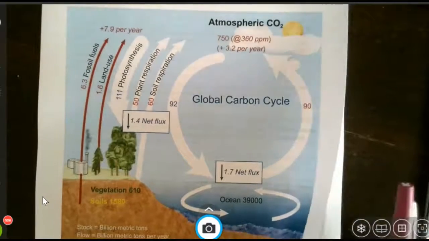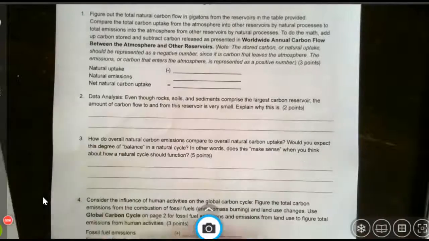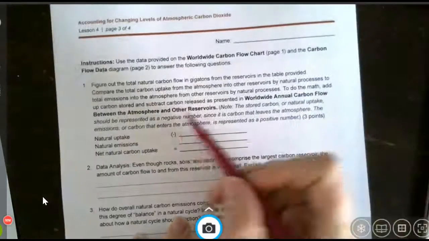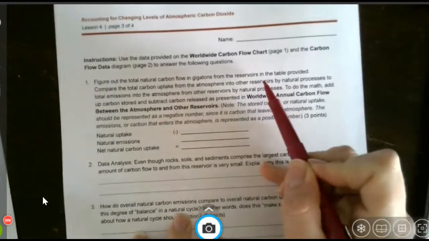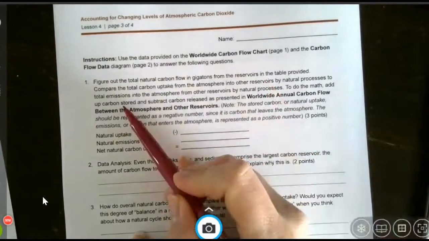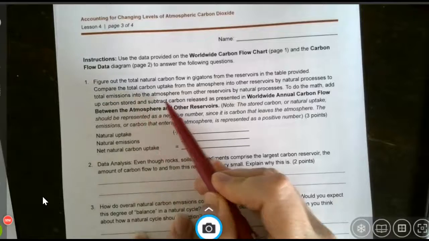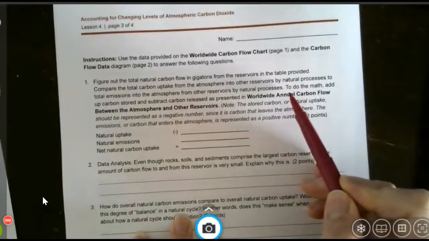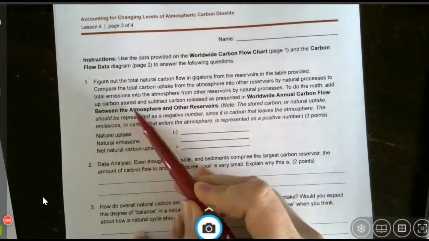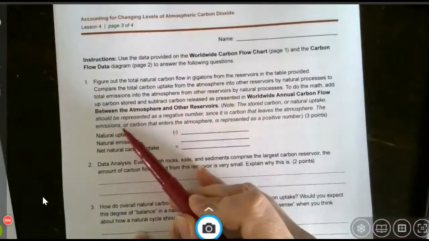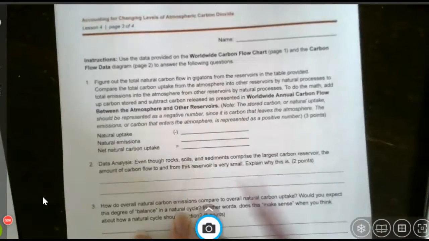Okay, so let's look at number 1, which is asking us to figure out the total. I'm going to just read it real quick. Figure out the total natural carbon flow in gigatons from the reservoir in the table provided. Compare the total carbon uptake from the atmosphere into other reservoirs by natural processes to total emissions into the atmosphere from other reservoirs by natural processes. To do the math, add up carbon stored and subtract carbon released as presented in the worldwide annual carbon flow between the atmosphere and other reservoirs.